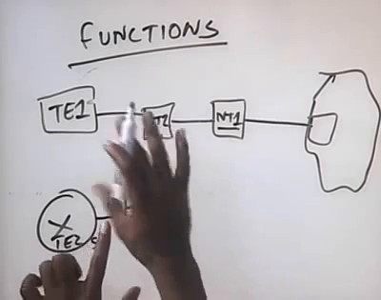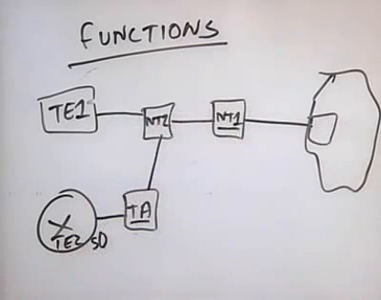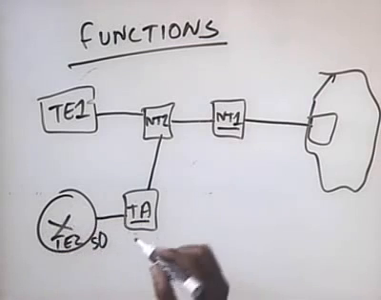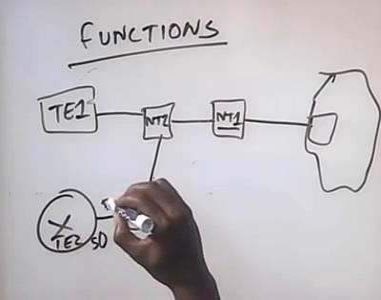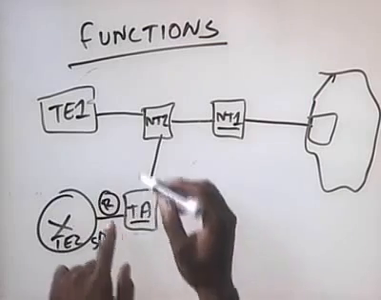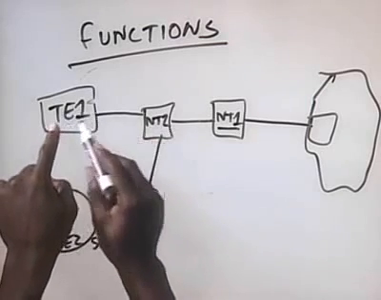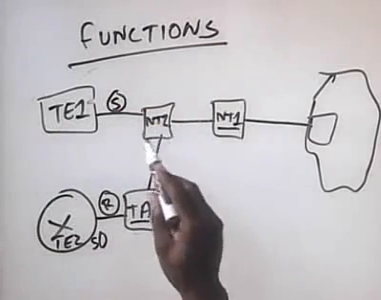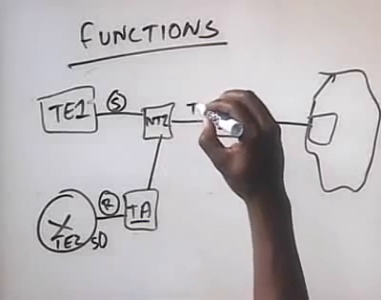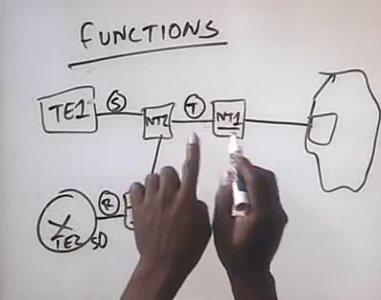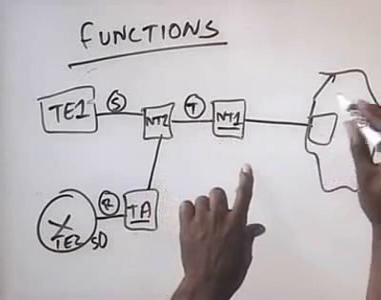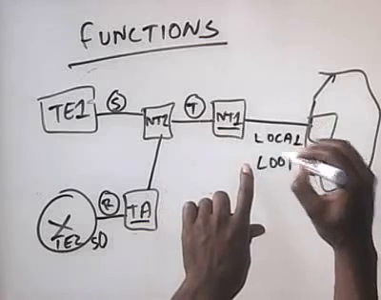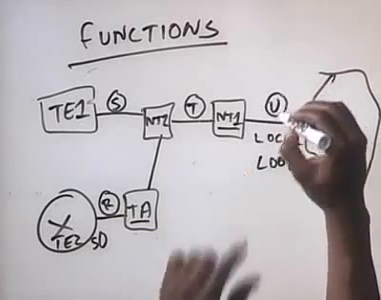Now, between each one of these devices, there is what's referred to as a reference point. The connection between the TE2 and the TA, the terminal adapter, is called an R reference point. The reference point between the TE1, the Terminal Equipment 1, and the NT2 is referred to as an S reference point. Between the NT2 and the NT1 is the T reference point. And then between the NT1 and the service provider, of course, this is our local loop. You'll recall this is our local loop or our last mile. This is the U reference point.